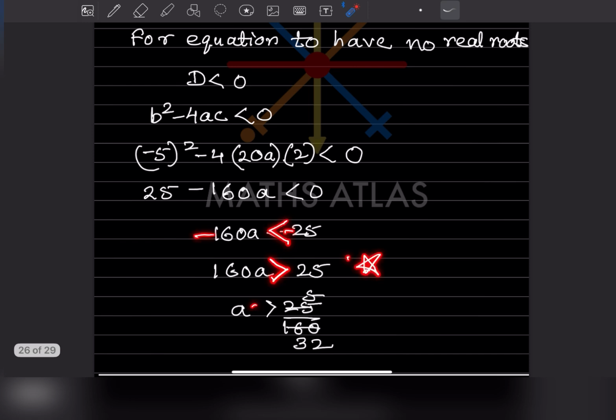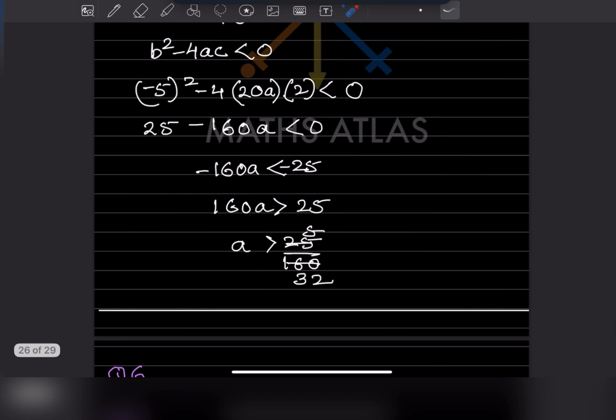So now a is going to be 25 divided by 160. And when you simplify this one, 5 5s are and 5 32s are. So it will be 5 by 32. You can write again here, that will be a is greater than 5 by 32.